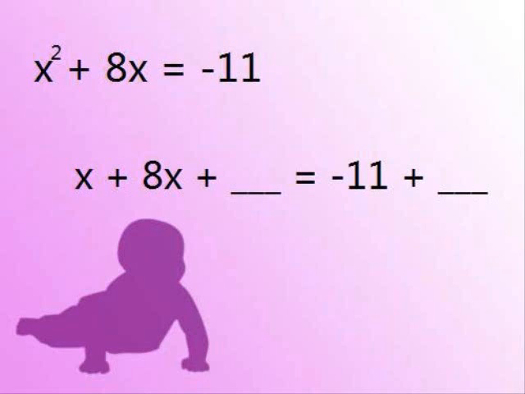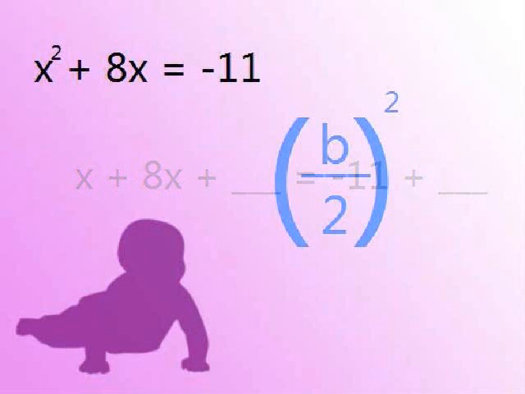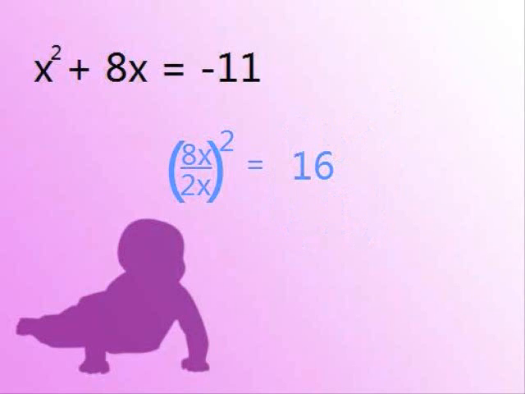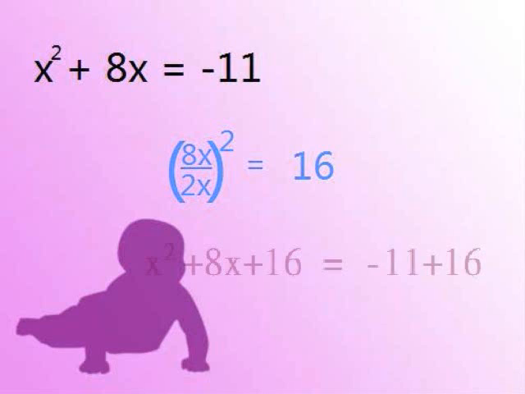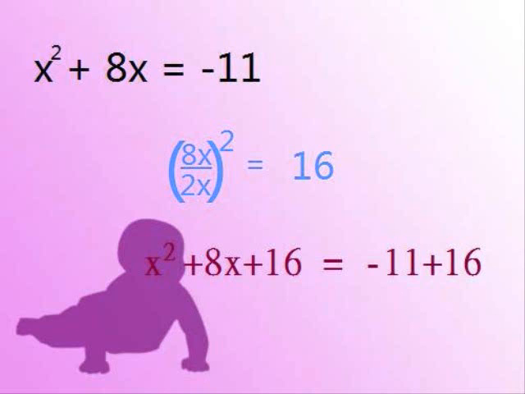x² + 8x + a number = -11 + a number. What number must we add? We must first get the square of half of b. We take (8/2)², which yields 16. If we do this, we get x² + 8x + 16 = -11 + 16, or (x + 4)² = 5.